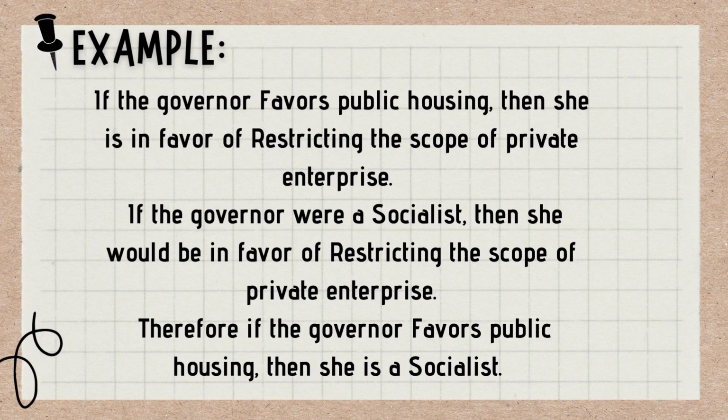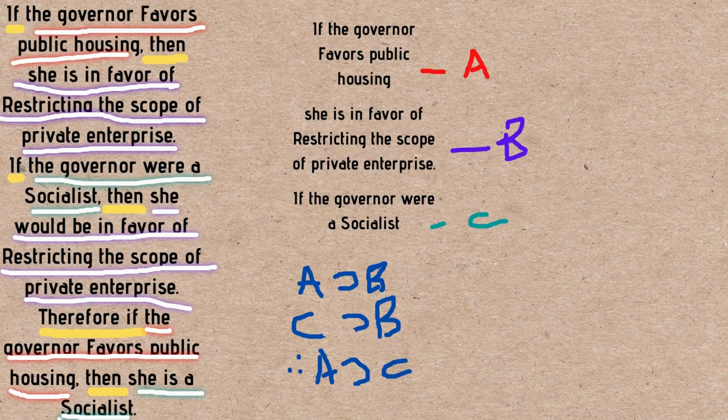So, example number one: If the governor favors public housing, then she is in favor of restricting the scope of private enterprise. If the governor were a socialist, then she would be in favor of restricting the scope of private enterprise. Therefore, if the governor favors public housing, then she is a socialist. So, this is a question.